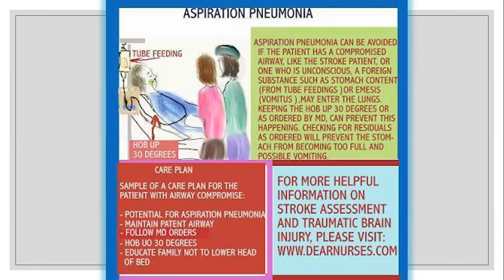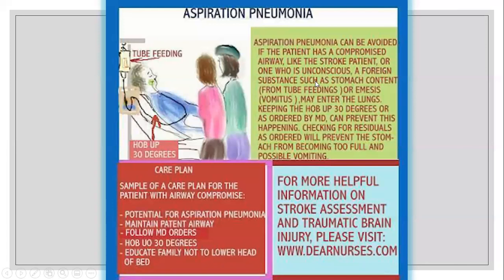Aspiration pneumonia is a condition in which food, stomach content, or fluid is breathed into the lungs through the upper respiratory tract. This results in cough, shortness of breath, wheezing, and in severe cases, choking. It is a life-threatening condition. Aspiration pneumonia can occur if the patient has a compromised airway, like a stroke patient or one who is unconscious.